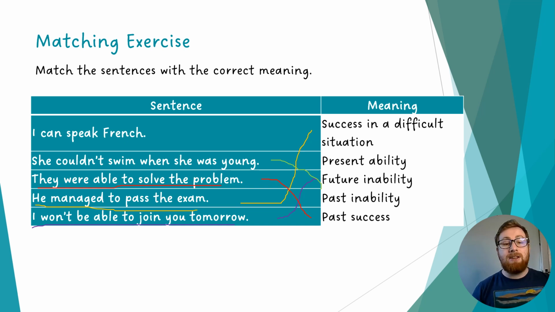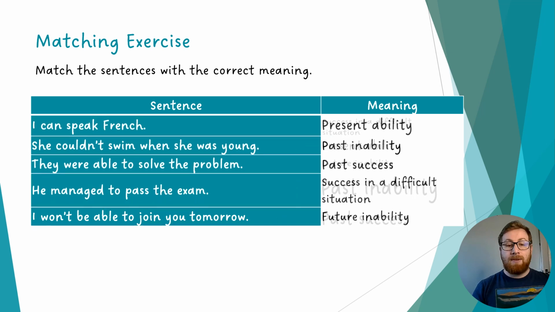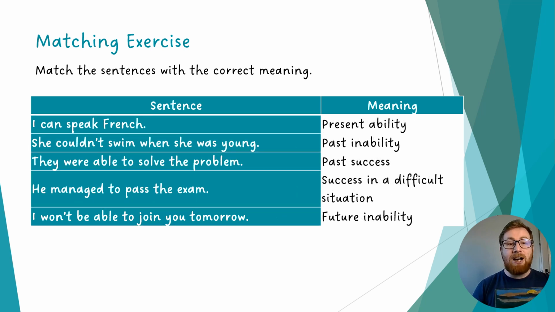Let's take a look and see those answers. Are we correct? Fantastic. And we can see the answers on screen there. So once again, can is used for present ability. Couldn't shows a lack of ability in the past. We've got were able to, which is used for specific success in the past. We have managed to. This highlights overcoming a difficulty, something that's difficult to succeed. And the final one, won't be able to. This shows lack of ability in the future.